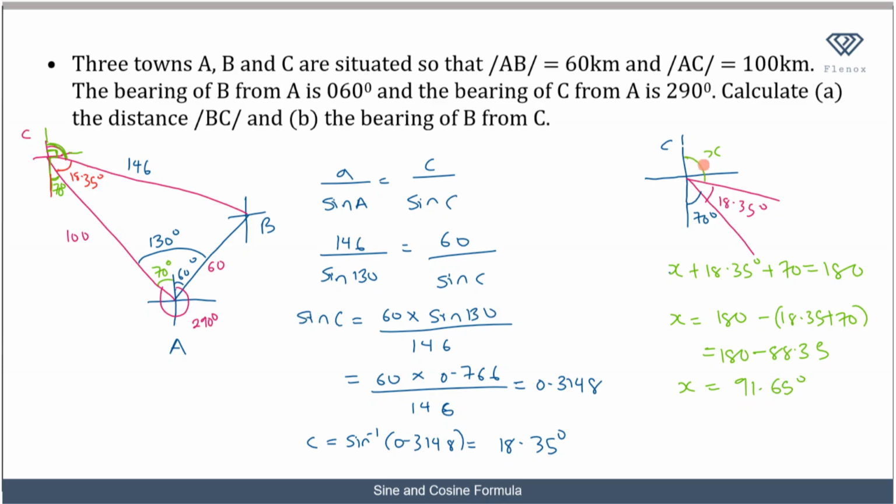So this angle over here is 91.65 degrees. So the bearing of point B from C, which is this angle over here, is 91.65 degrees. To write it out clearly, the bearing of B from C is equal to 91.65 degrees. So that pretty much sums up the idea of sine rule, cosine rule, and bearing.